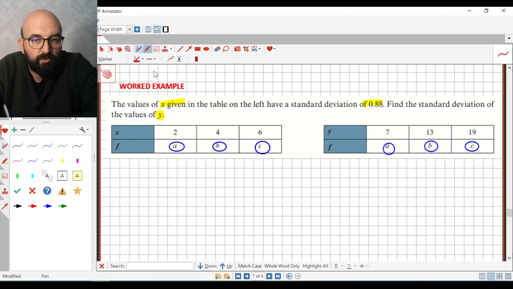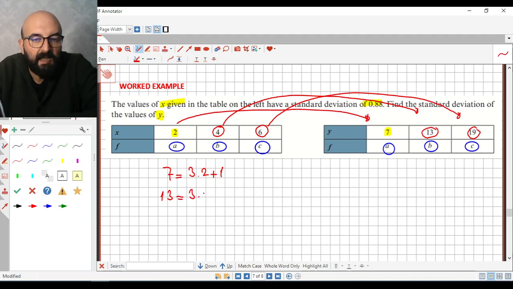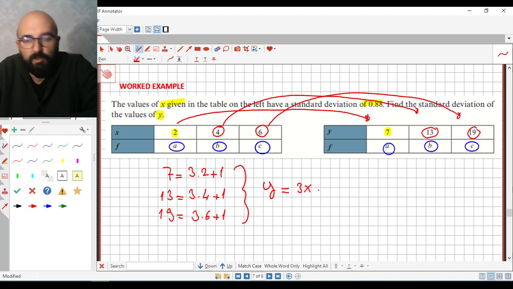And if you notice, the x value 2 and the y value 7, x value 4 and the y value 13, x value 6 and y value 19. And we can say 7 is 3 multiply 2 plus 1, and 13 means 3 multiply 4 plus 1, and 19 means 3 multiply 6 plus 1. And also we can say all y values are threefold x values plus 1.